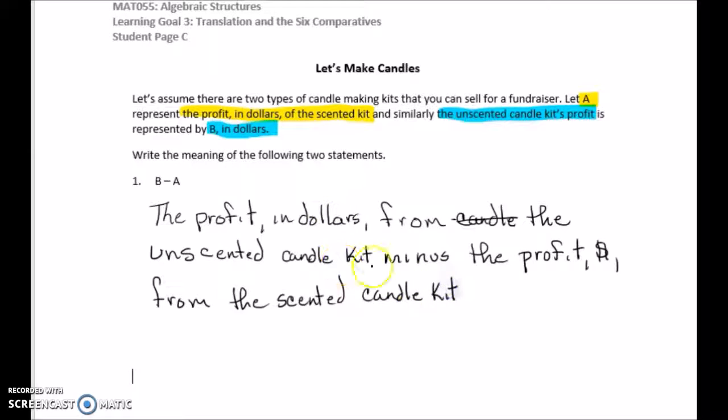So these statements are going to be a little bit longer because we have to include all the defined variable here, because the defined variable is the profit of the scented kit in dollars and the profit of the unscented candle kit in dollars as well.